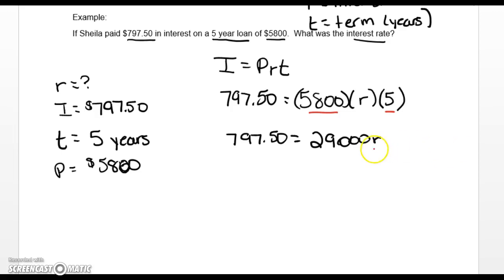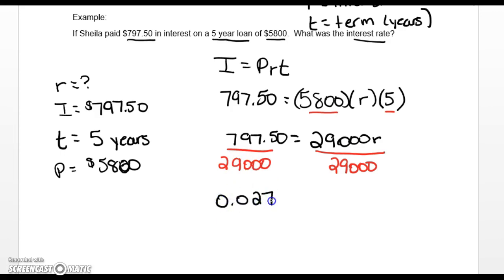Then I want to get R by itself, so I want to get rid of the number connected with R. The operation happening here is multiplication, so we want to do the opposite and divide by that number. We're going to divide by 29,000 on each side, because I want to keep our equation equivalent, hence the equal sign. When I divide 797.5 by 29,000, I will get 0.0275 is equal to R.